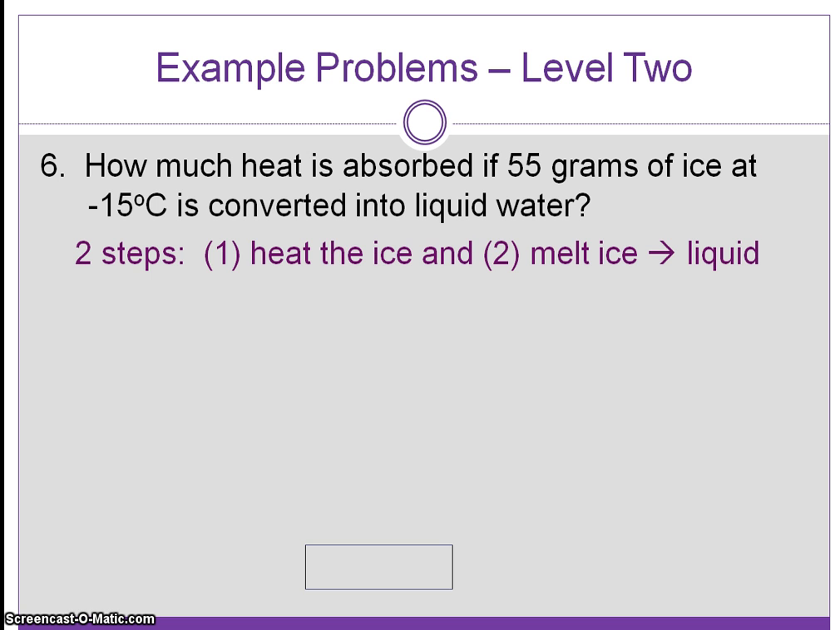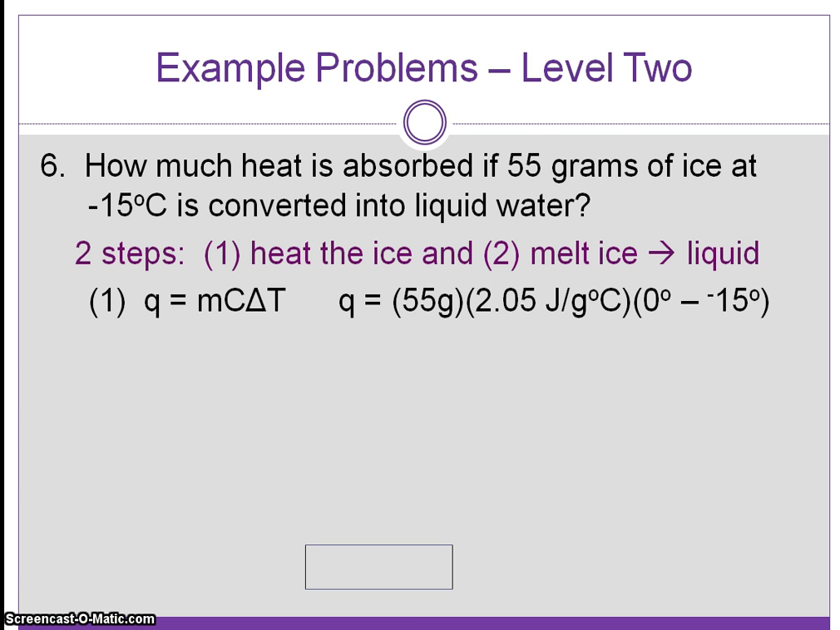First, we need to heat the ice until it reaches 0 degrees, because that's where we can melt it. And then once it's at 0 degrees, we actually have to go through the melting process. So we have two different steps here, and we're going to do two calculations. The first one is just taking the really, really cold ice and making it a little warmer. We're not going to melt it, we're just going to change the temperature of it. So anytime you're just changing the amount of temperature for one state of matter, you can use the MCAT equation.